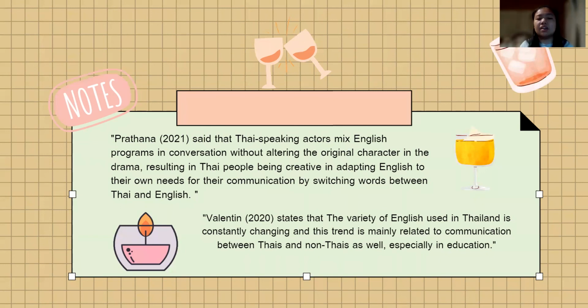And the second result says that the variety of English used in Thailand is constantly changing. And this trend is mainly related to communication between Thais or non-Thais as well, especially in education. From both of them, I can predict that code switching and code mixing can be a good trend. It can be a popular trend in the future because in the present, most people in Thailand try to use more and more English words, and they try to put English words into their sentences to communicate with each other.